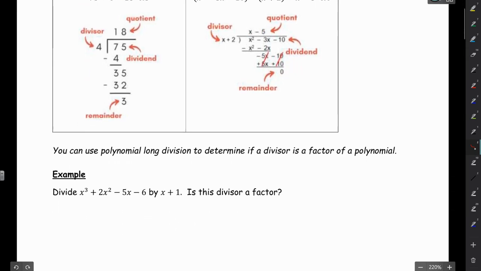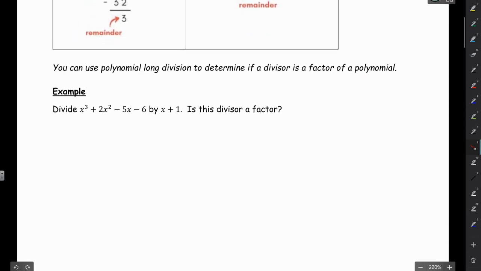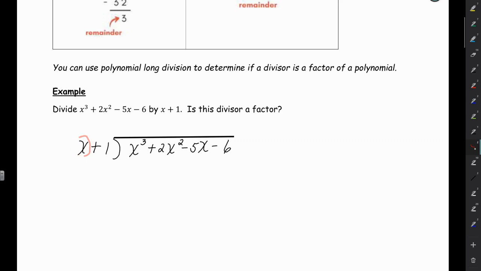All right, so you can use polynomial long division to determine if a divisor is a factor of a polynomial. So let's look at this first one. We're going to set it up. And what you want to do is look at this very first part of the binomial, the first term in the binomial. And we want to see what would we multiply that by to get the first term in what we're dividing into. So x times what gives me x cubed?